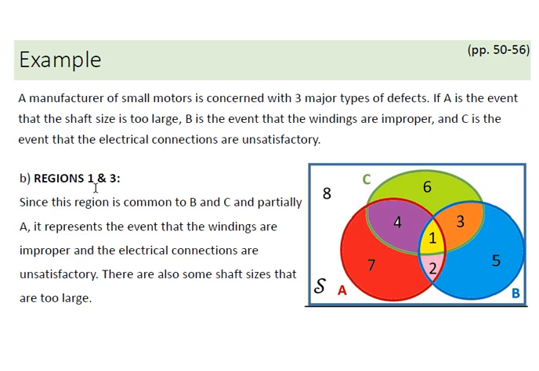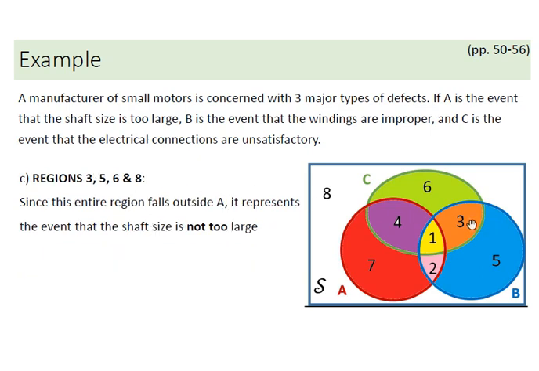Now look at regions 1 and 3 together, this area. This region is common to B and C and partially A. It represents the event that the windings are improper, the electrical connections are unsatisfactory, and also there are some shaft sizes that are too large.